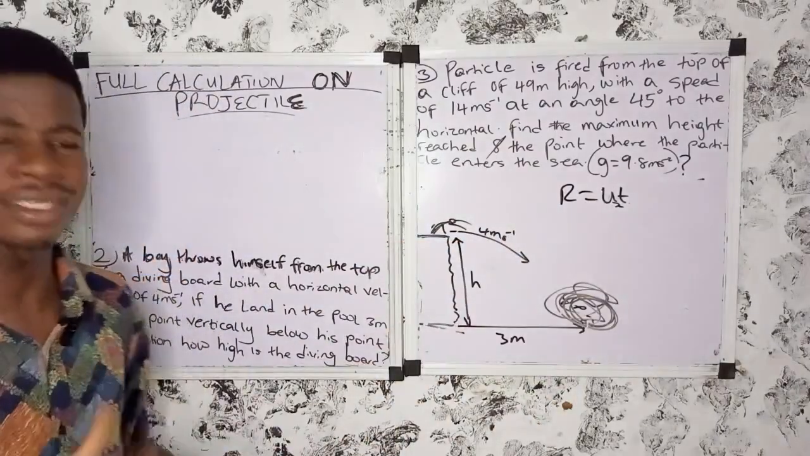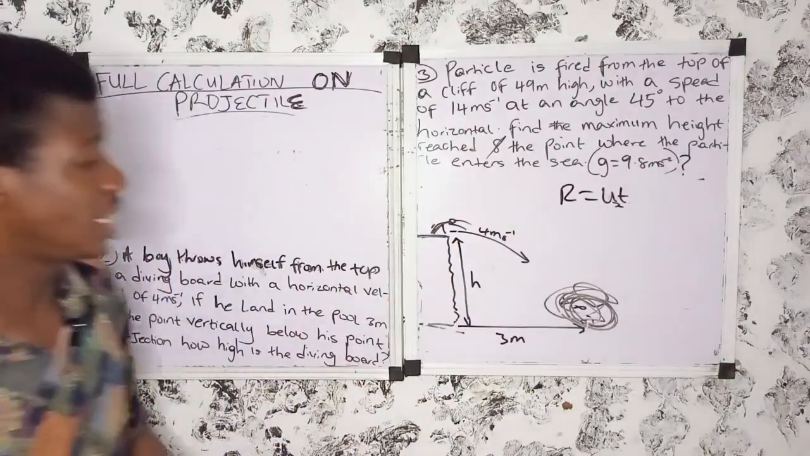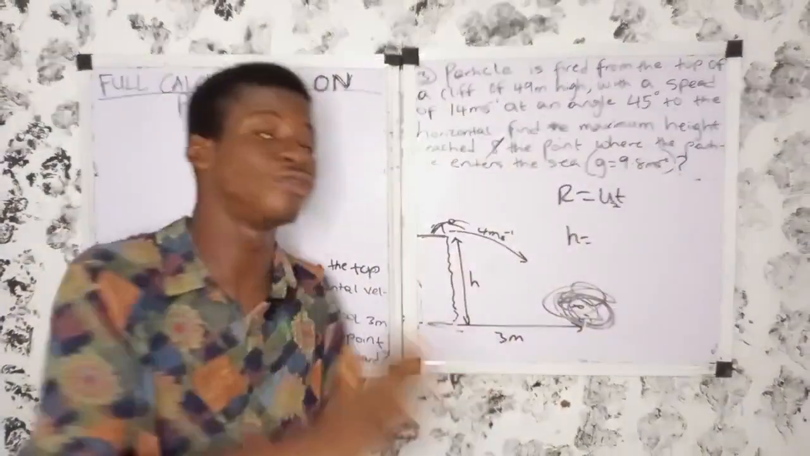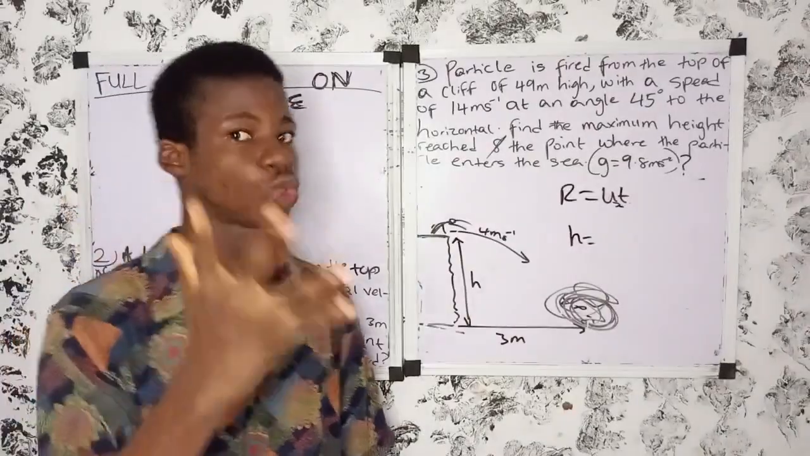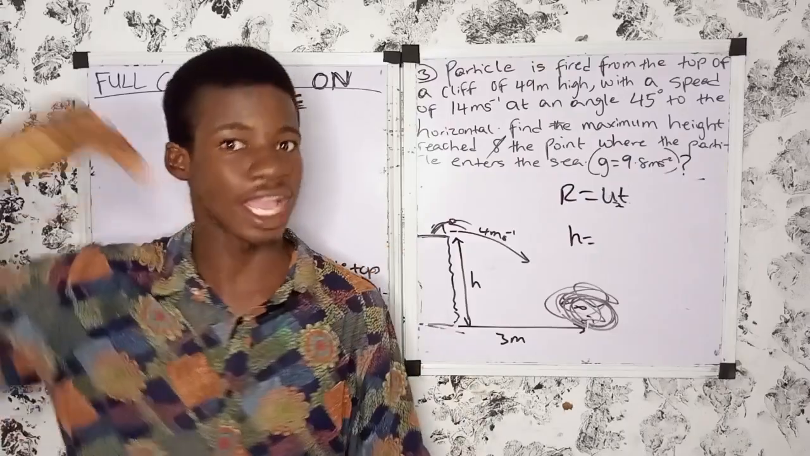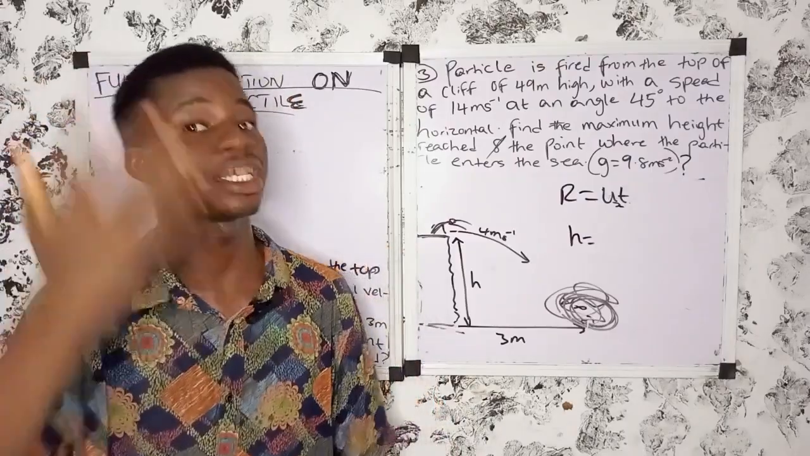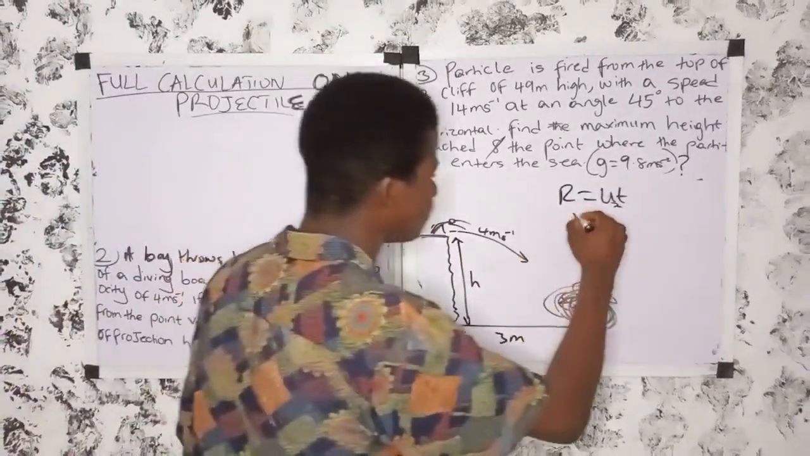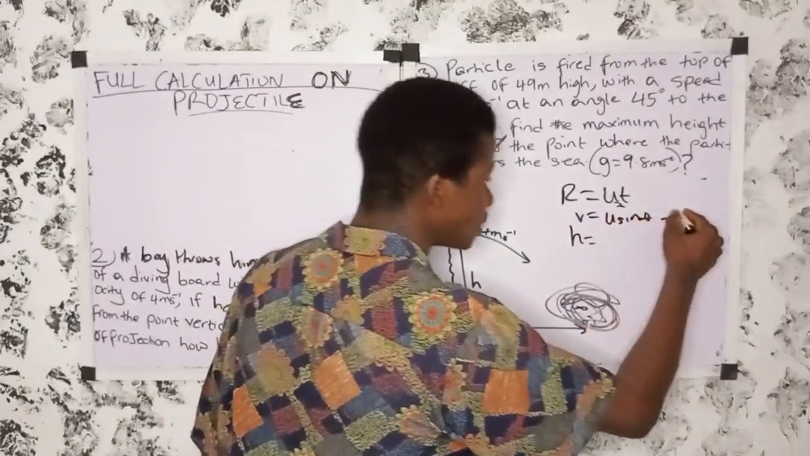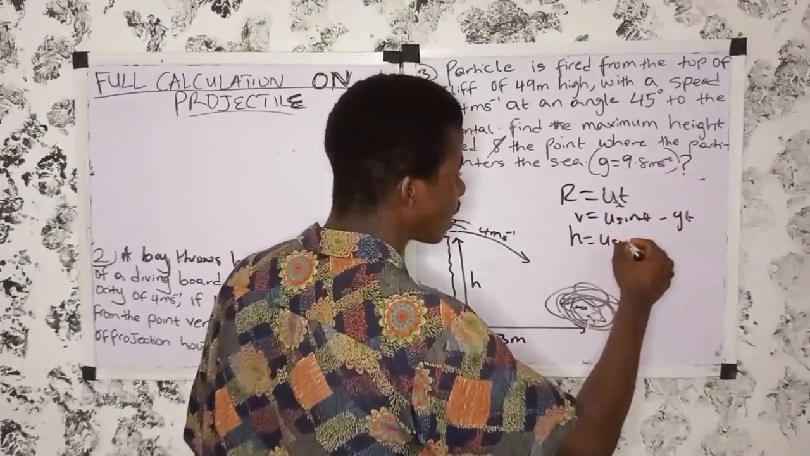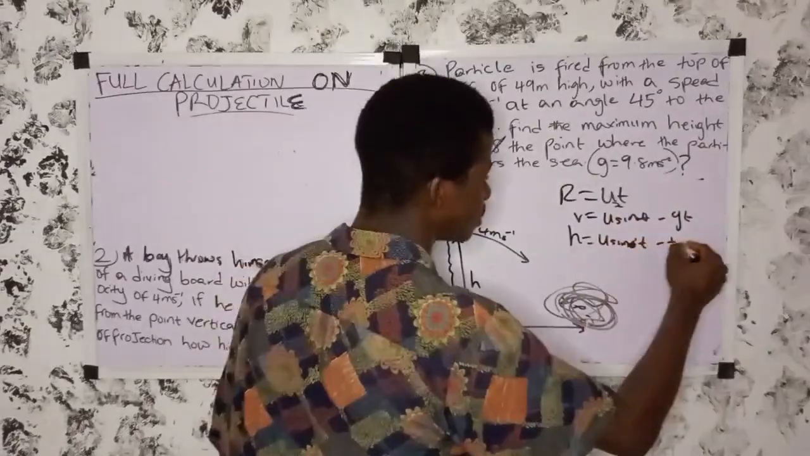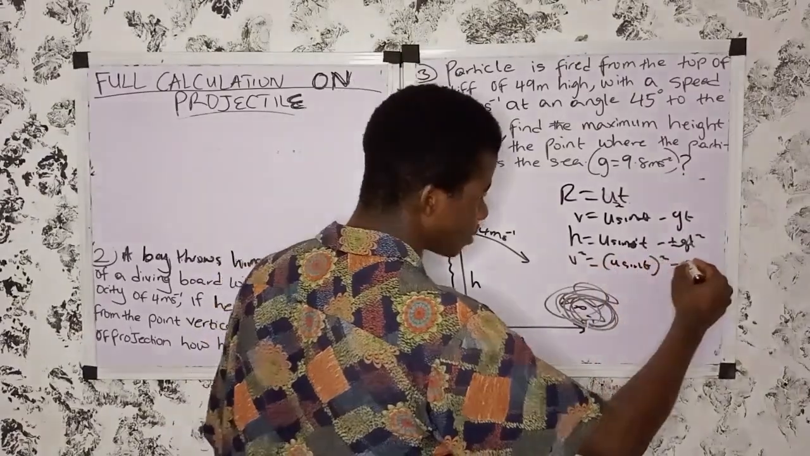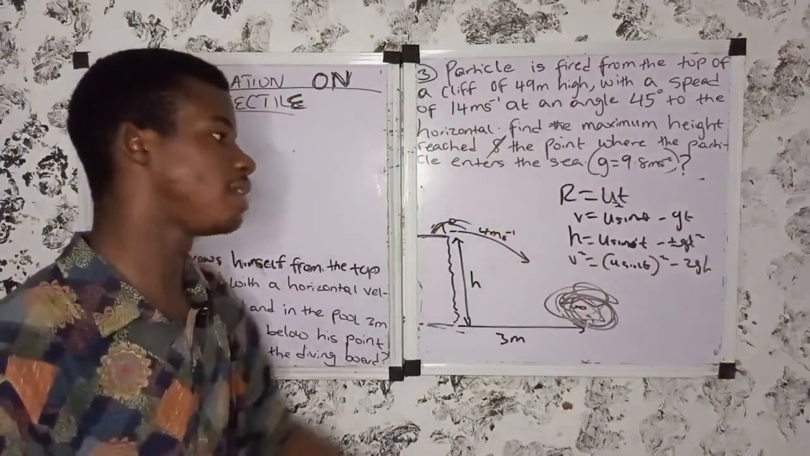In this question, they are telling us to look for height. Which formula are we going to use to calculate height normally? Remember, height is related to the vertical equations. A projectile has two motions, horizontal motion and vertical motion. I gave you equations under horizontal and also under vertical. Under vertical, we have V equals U sin theta minus GT. H equals U sin theta times T minus half GT squared. Then V squared equals (U sin theta) squared minus 2GH. Now, these are the vertical equations.